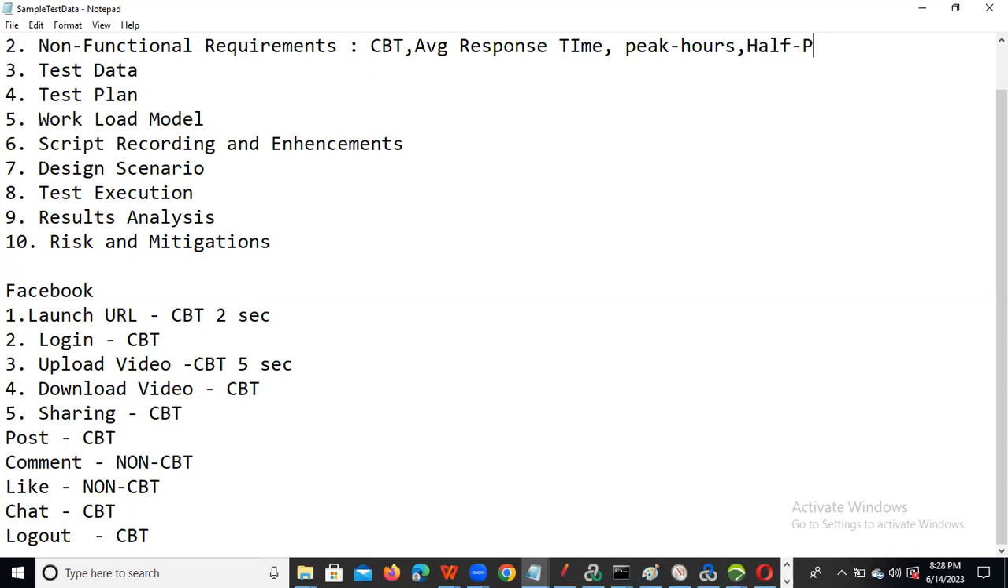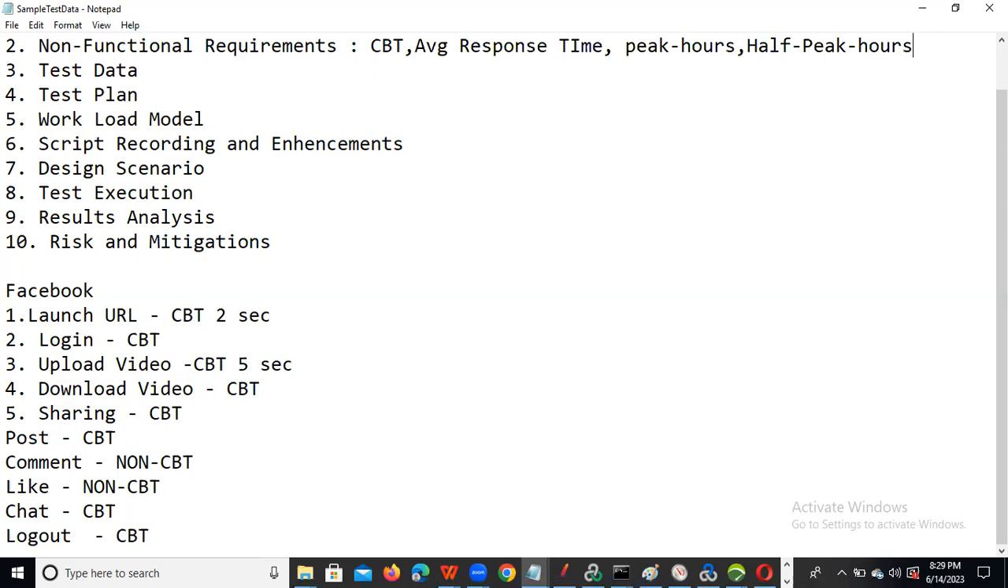And after that, peak hours and off-peak hours. So what are the peak hours? What are the off-peak hours? See, say our Facebook application is there. Morning hours, like morning 4 to 6, assume 6 to 10 or 11 up to 2.